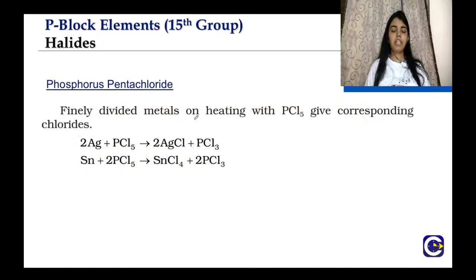Finely divided metals on heating with PCl5 give the corresponding chlorides. Now this is very important: if you take silver or tin and heat it with PCl5, they will lead to the formation of silver chloride and tin chloride respectively.